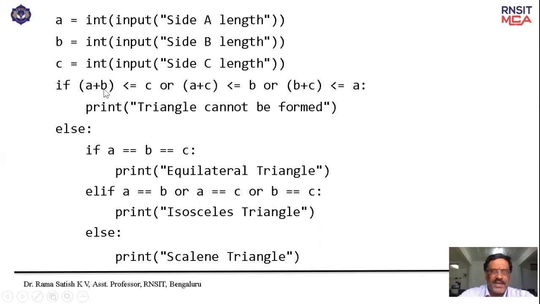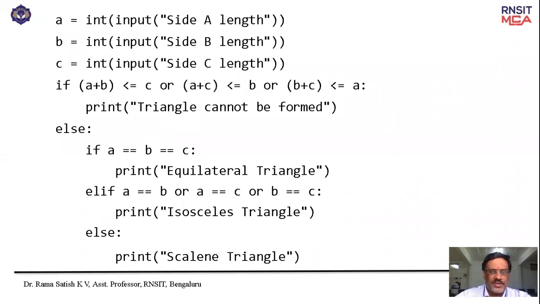If A plus B is less than C, that is, the sum of two sides is less than the other side, then the triangle cannot be formed. You can certainly give the message that it cannot be formed. Even if it is equal, you cannot form a triangle. It should be more than; only then can you form a triangle.